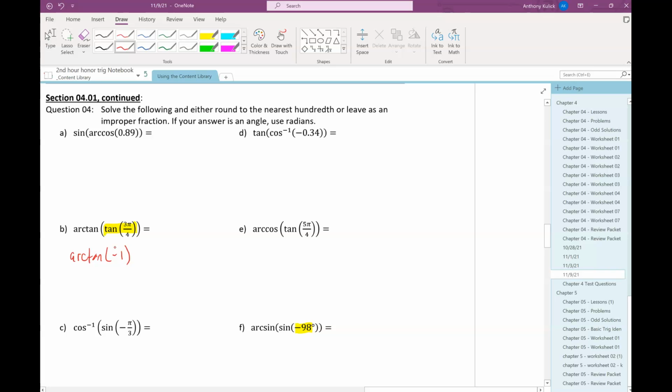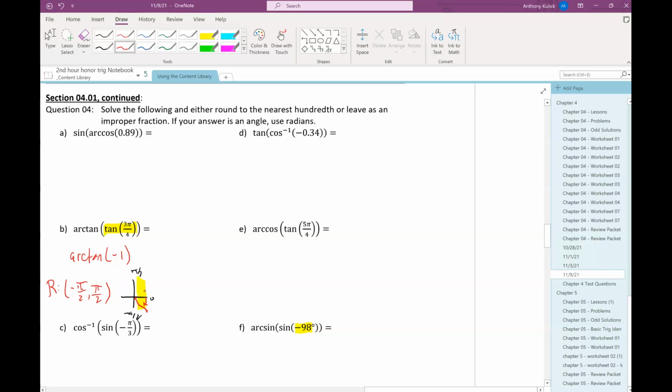So now we have to be careful because I know the range for arctangent, excuse me, is negative pi over 2 to positive pi over 2, which means that we're talking about quadrants 2 and 4. So the place where tangent is negative is here in quadrant 4, right? Using all silly turtles crawl. So the angle we're looking for is this one.